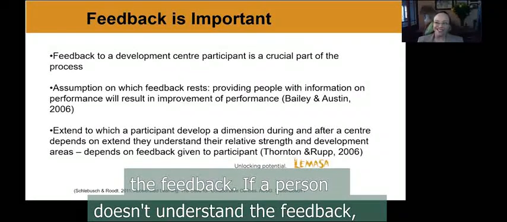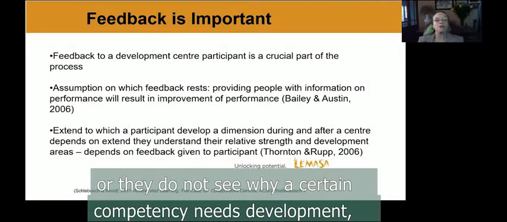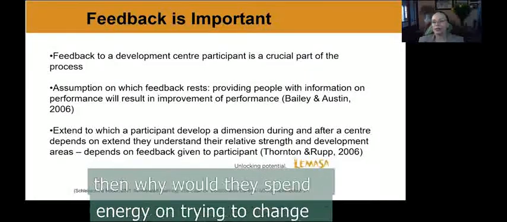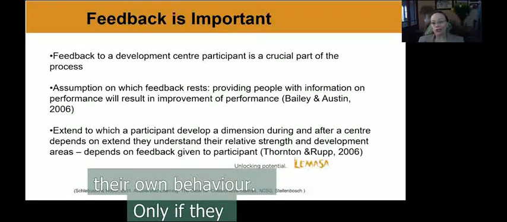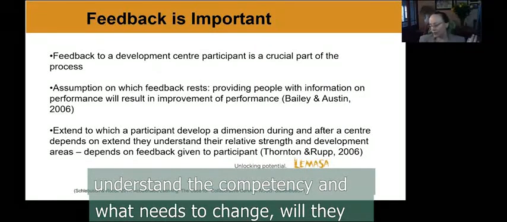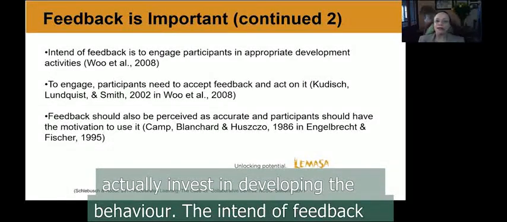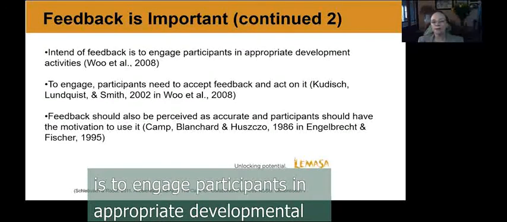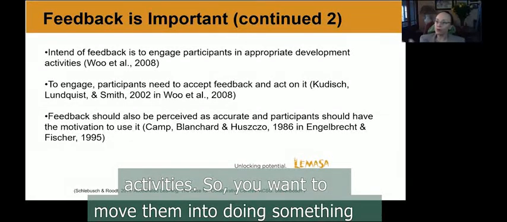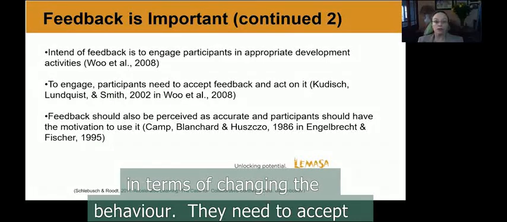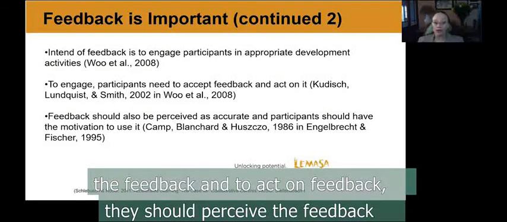If a person doesn't understand the feedback or cannot see why a certain competency needs development, then why would they spend energy on trying to change their own behavior? It's only if they get it, only if they understand the competency and why it needs to change, that they will actually invest energy. The intent of feedback is to engage participants in appropriate developmental activities. So you want to move them into doing something in terms of changing their behavior. So they need to accept it and they need to act on it.